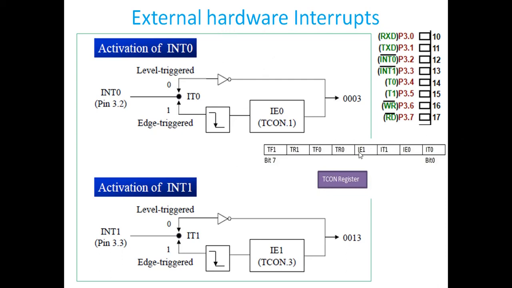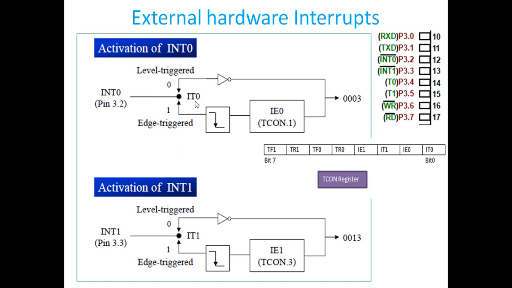These 4 bits we are not going to use for the timer interrupt as well as the serial communication interrupt. These 4 bits only we can use for the external hardware interrupts. So here you see IT0, it is related to external hardware interrupt 0. IT1 is external hardware interrupt 1. Same like IE0 for external hardware interrupt 0 and IE1 for external hardware interrupt 1.